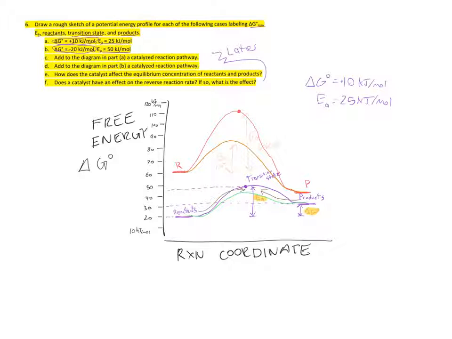We can also think about this in terms of our answers to part E. Because the forward reaction rate increases, the reverse reaction rate must also increase in order for the equilibrium position to stay the same.